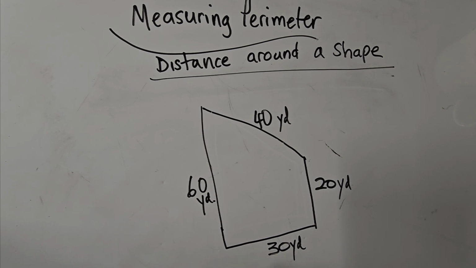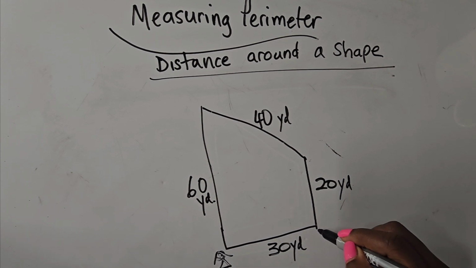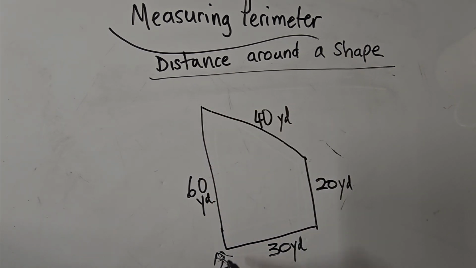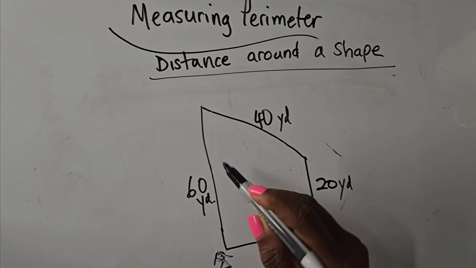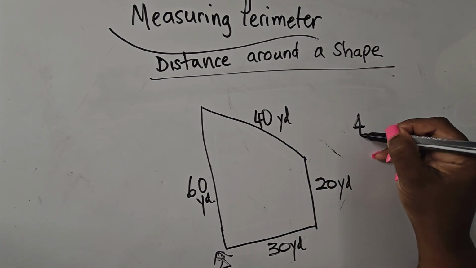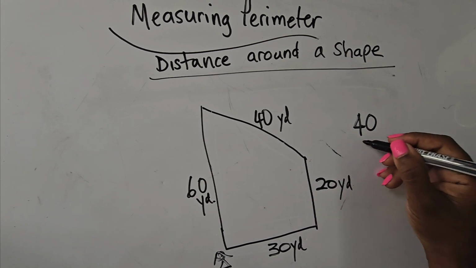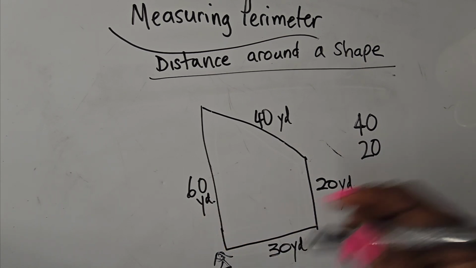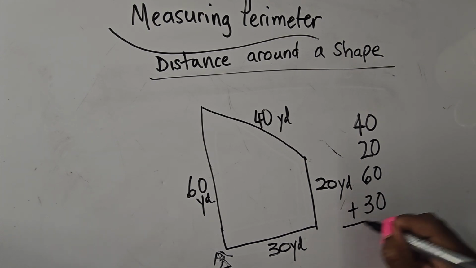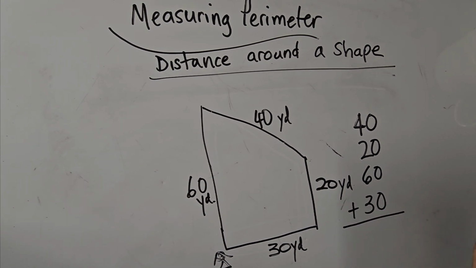If I am here, let me draw a picture of me. I am right here. That's my little head and my little feet. And I walk this way. I just walked 30 yards, then 20 yards, then 40 yards, 60 yards, and I'm back. That is the perimeter. Obviously, to get the perimeter for the entire shape, you need to add all the sides. 40 plus 20 plus 60 plus 30. And that's finding the perimeter.